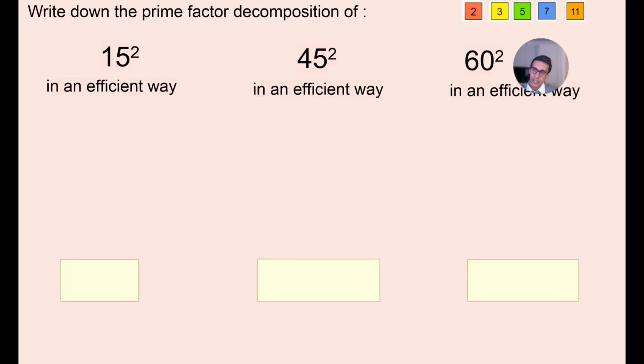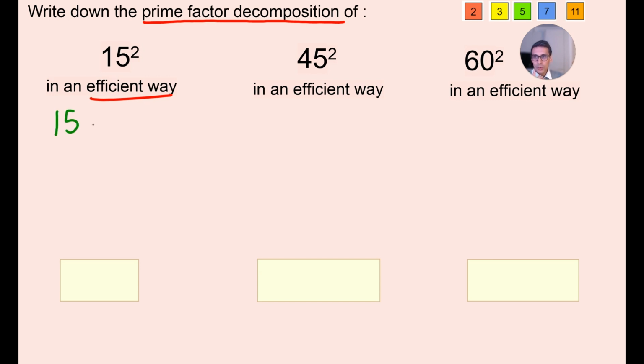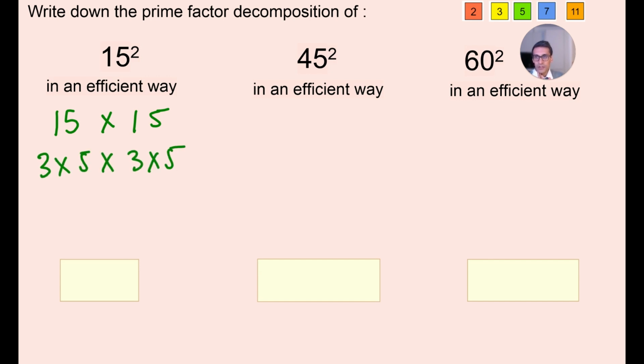Okay, now let's write the prime factor decomposition of these square numbers in an efficient way. Now if it's in an efficient way, I'll do one example for you, 15 squared. We don't want to work out what 15 squared is or 45 squared. We can actually just use this as our clue. We know this is going to be 15 times 15, which is the same as 3 times 5 times 3 times 5. So that's your answer, 3 times 5 times 3 times 5.